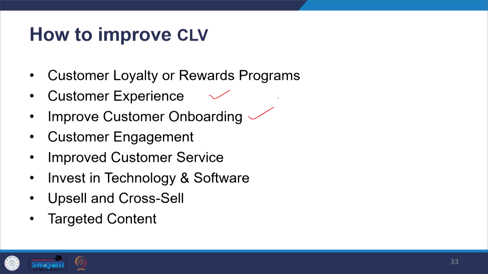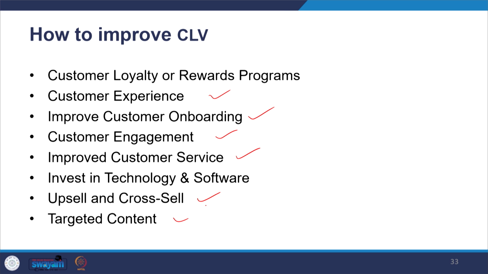Improve the customer onboarding. Now, onboarding here means when a customer takes a service of a supplier, maybe he requires certain help. If this help is provided by the supplier, then that improves the onboarding process and improves the experience also. Customer engagement can be increased, customer service improved, and then the companies can invest in technology and software to improve these services and experiences. This helps also in upselling and cross selling of products and creating targeted content.